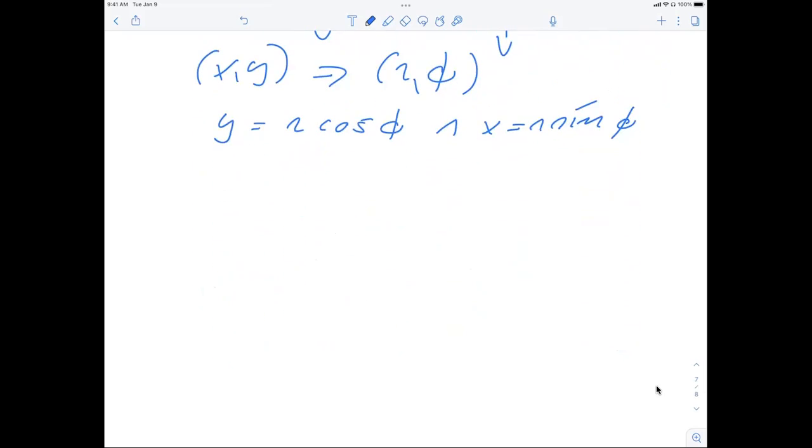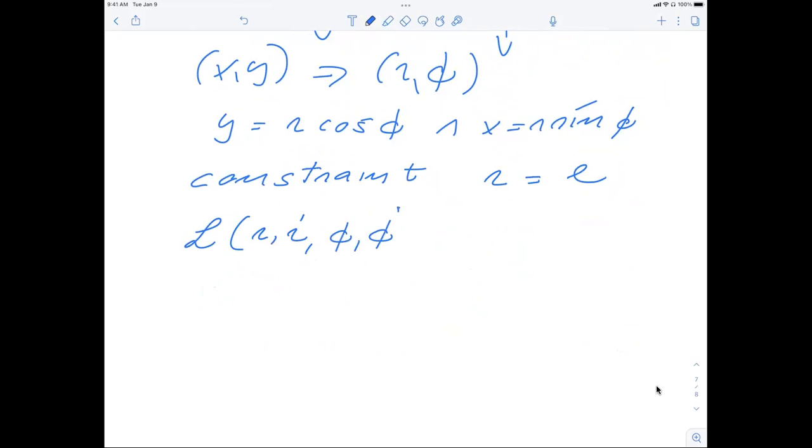So we would put up a constraint, which is simply r equal to L. And then we can now define a Lagrangian, which is going to depend on r, the radial velocity as before, the angle phi, the angular velocity, and time. This is going to be given by kinetic energy, which we already have seen how to transform to polar coordinates.